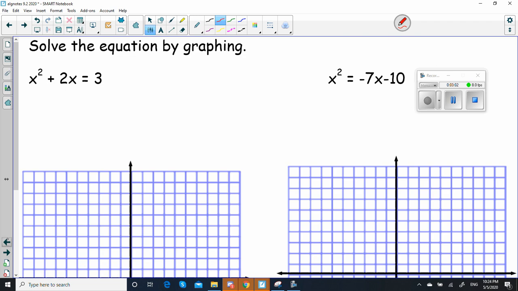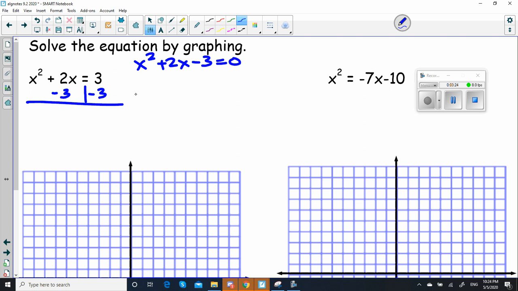All right, so now we're going to get into the meat, and most of your questions are like this. So first thing we want to do is make sure it's in standard form, which it's not. X squared is positive on this side. I know it opens up like a smile, but the 3 is on the wrong side, so we're going to subtract 3 on both sides. So I'm going to get x squared plus 2x minus 3 equals 0. This is what I'm graphing.